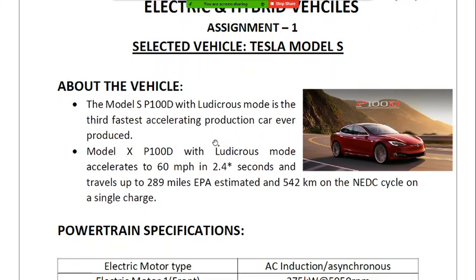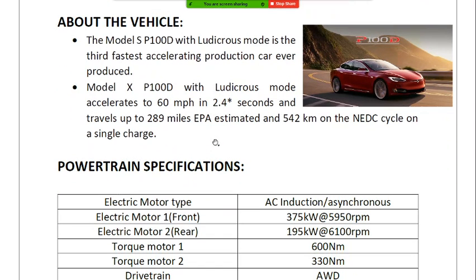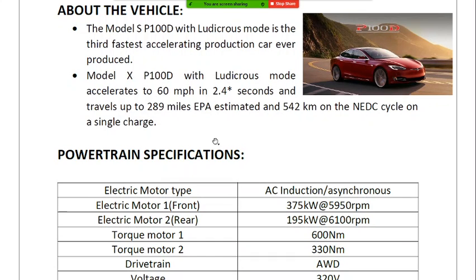So let's talk about the powertrain specifications of Tesla Model S. Tesla Model S is a pure electric vehicle. It doesn't have an IC engine or any other source of powering the vehicle. It is a battery operated vehicle. In an IC engine vehicle, the engine is the main power source, but in Tesla, the battery is the main power source. And for getting traction in the wheels, electric vehicles use motors.